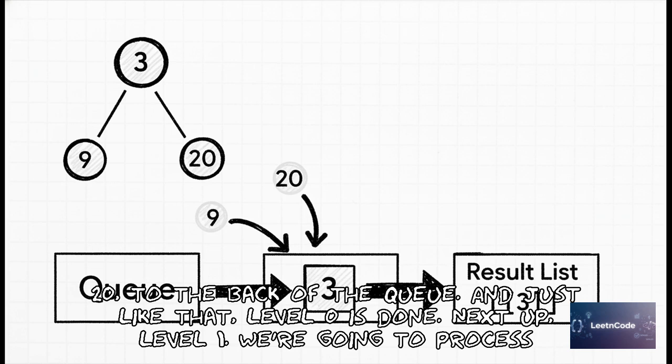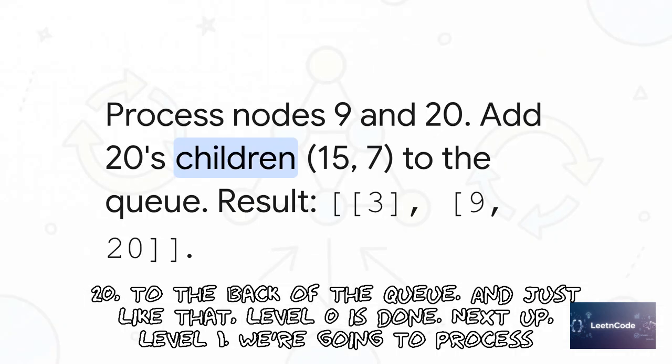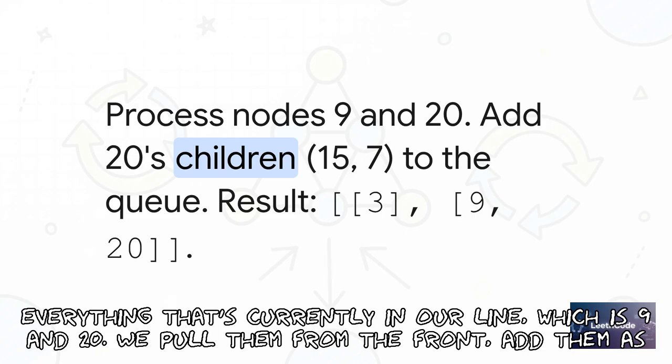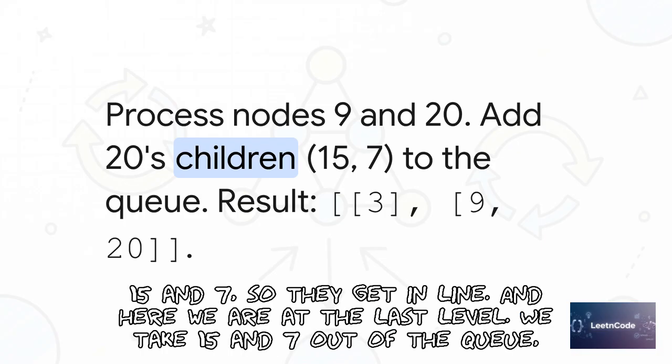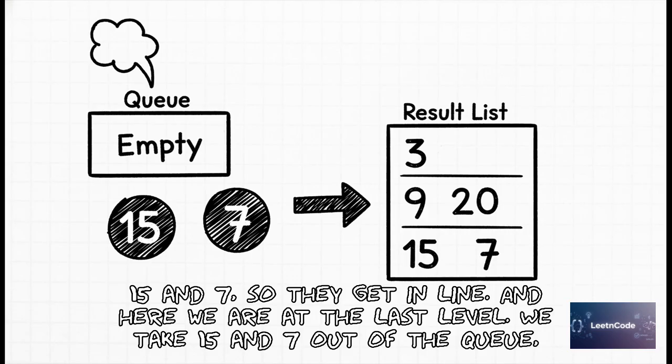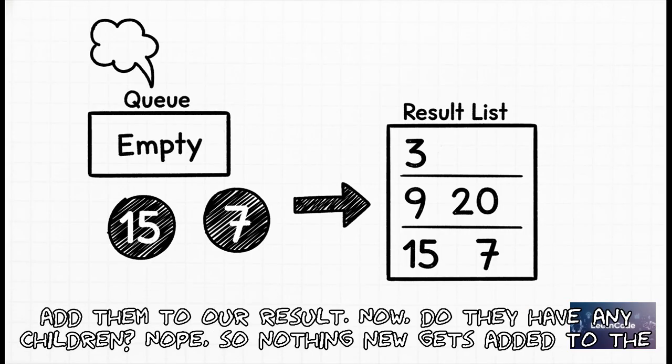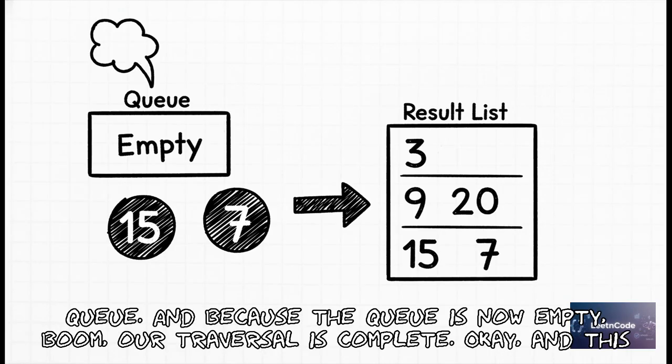And just like that, level 0 is done. Next up, level 1. We're going to process everything that's currently in our line, which is 9 and 20. We pull them from the front, add them as a new level to our result, then we look for their children. Well, 9 doesn't have any, but 20 has 2, 15 and 7, so they get in line. And here we are at the last level. We take 15 and 7 out of the queue, add them to our result. Now, do they have any children? Nope, so nothing new gets added to the queue. And because the queue is now empty, boom, our traversal is complete.